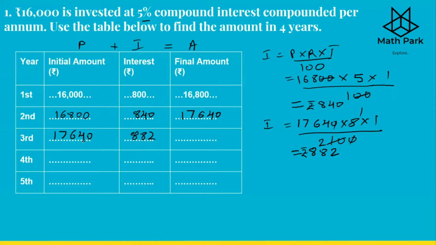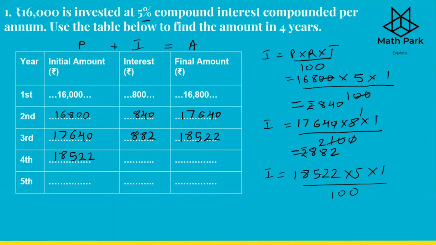Now 17,640, that is principal, plus interest is amount, which we get as 18,522. Now this is the principal for the fourth year. For the fourth year, we have 18,522. Now we find the interest. So the interest for the fourth year is 18,522 multiplied by 5. We are finding only for 1 year, upon 100.